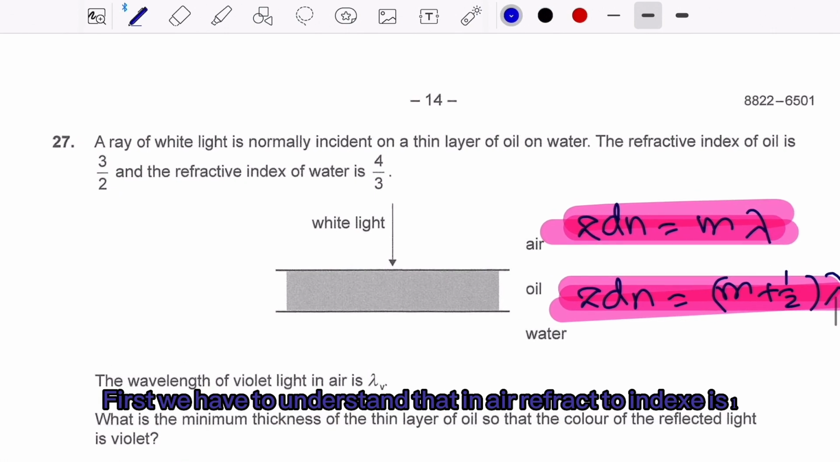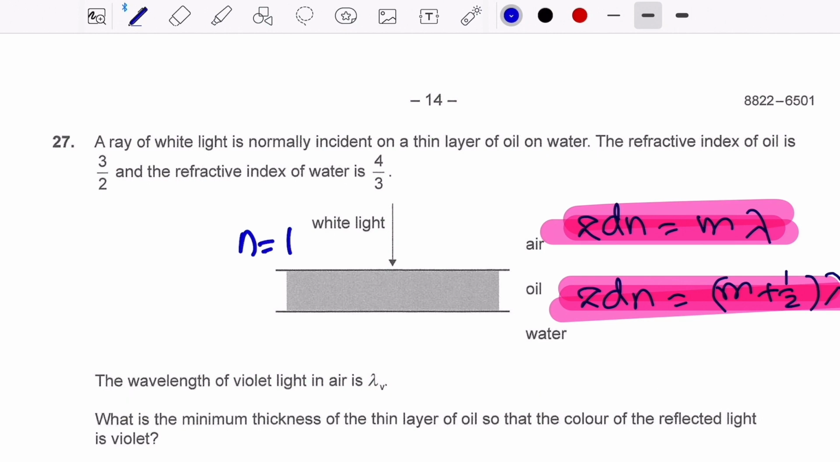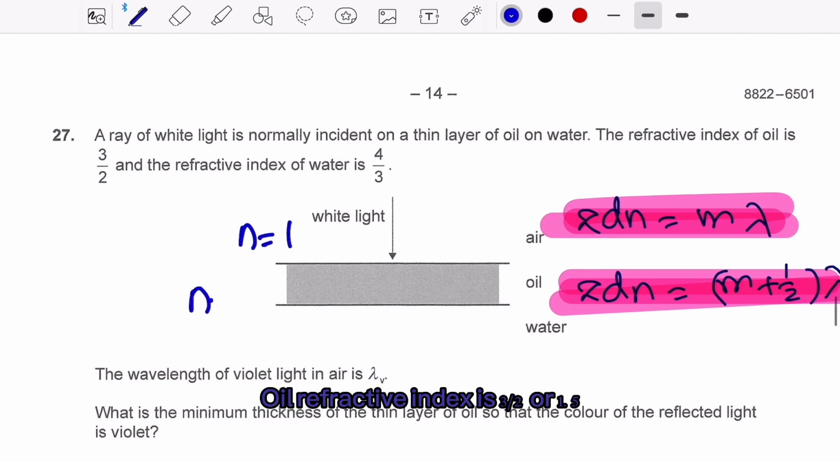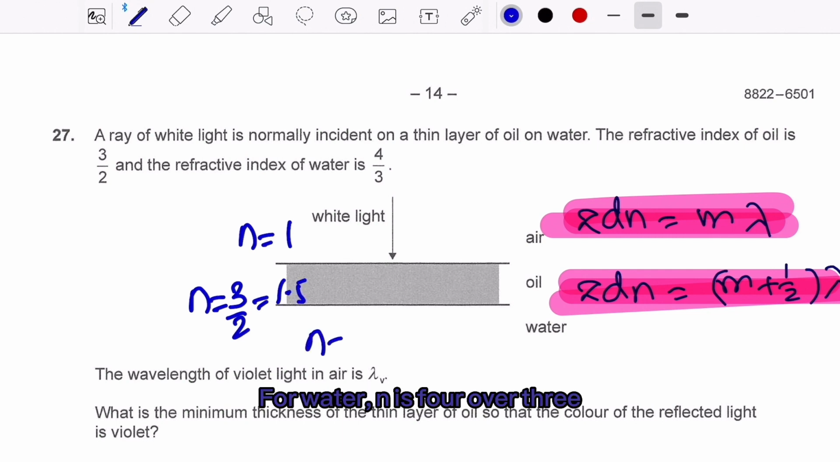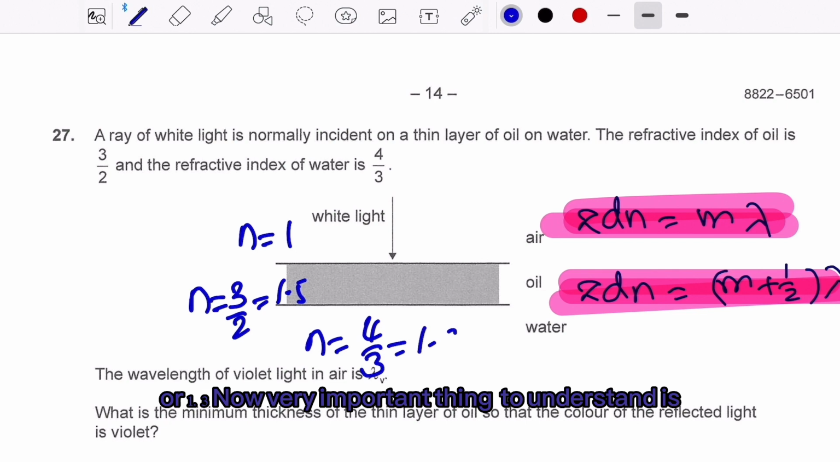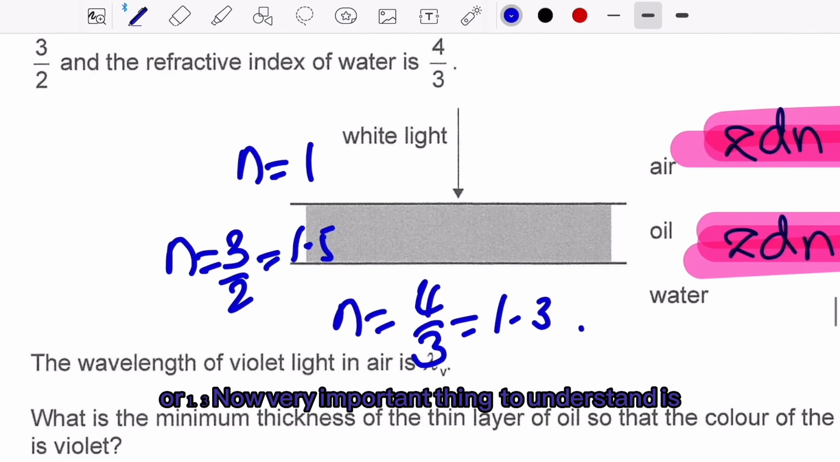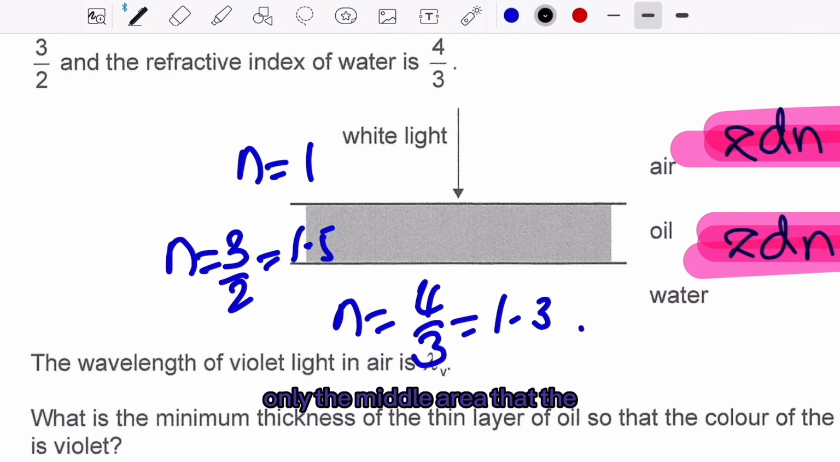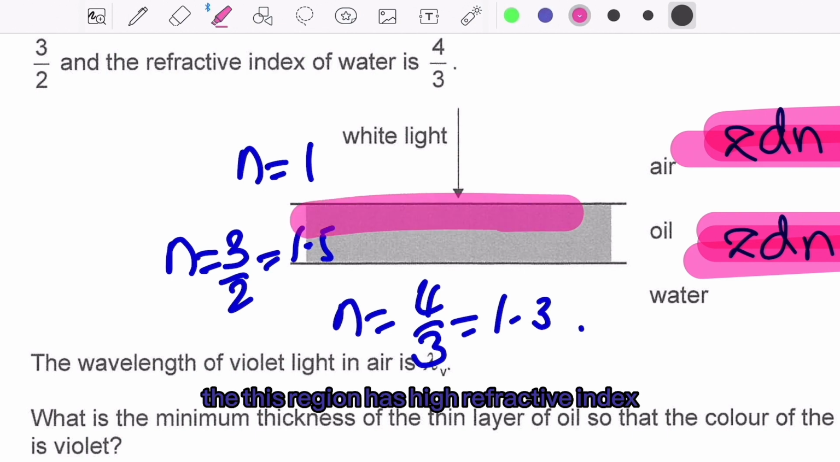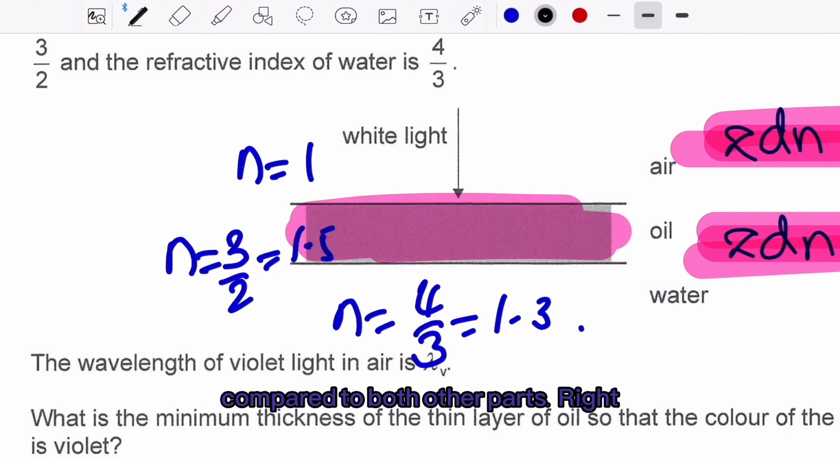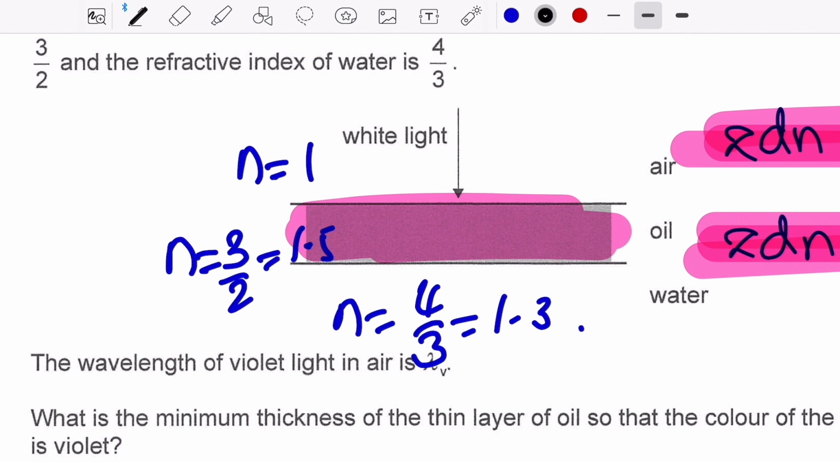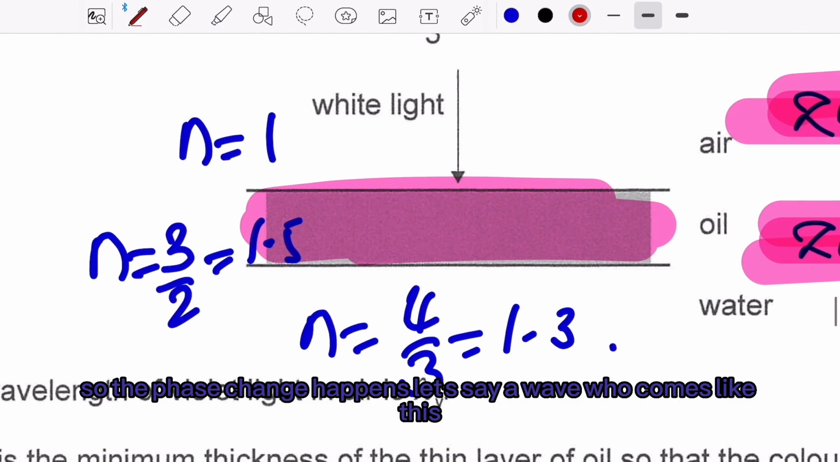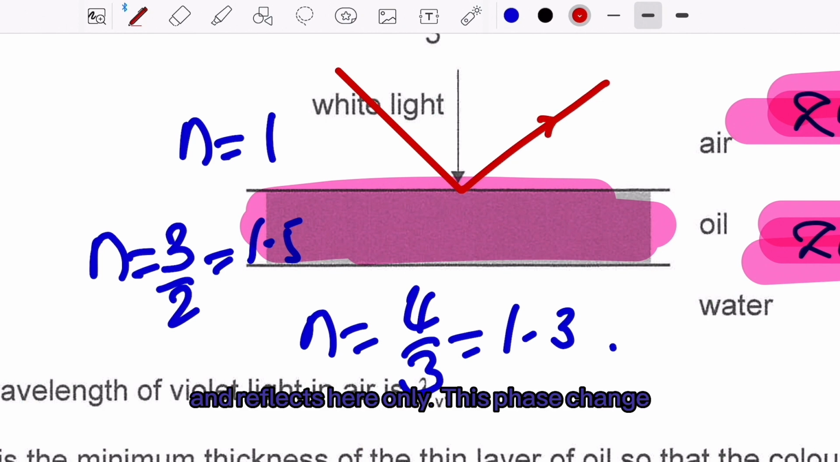First we have to understand that in air the refractive index is 1, oil refractive index is 3/2 or 1.5. For water n is 4/3 or 1.3. Now the very important thing to understand is that only the middle area, this region, has high refractive index compared to both other parts, right? So the phase change happens, let's say a wave comes like this and reflects here only.